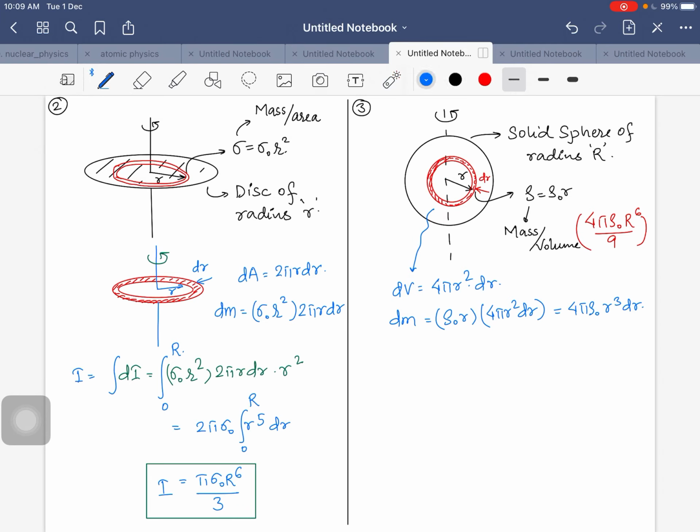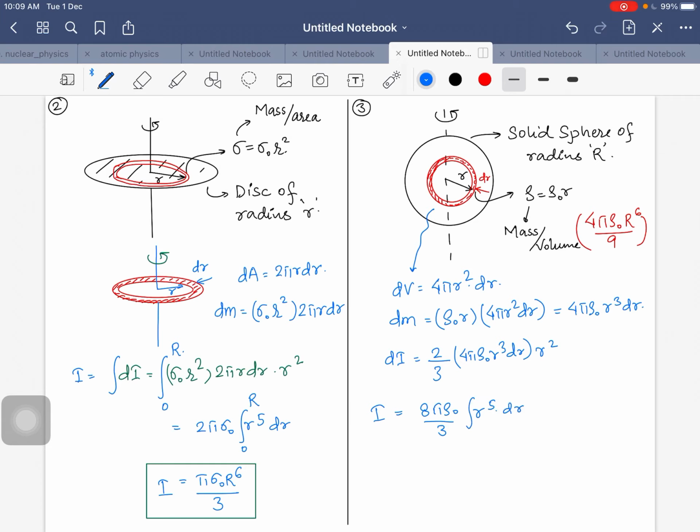Okay, so what I can say, कि the moment of inertia of that is nothing but it will be hollow sphere का क्या होता है, 2 by 3 mr square. 2 by 3 dm is 4 pi rho naught r cube into dr. This is mass into radius is r square. Okay, so to get the complete I, we need to integrate. Now if I take the constant, so it will be 8 pi rho naught by 3, and it is nothing but r power 5 into dr.